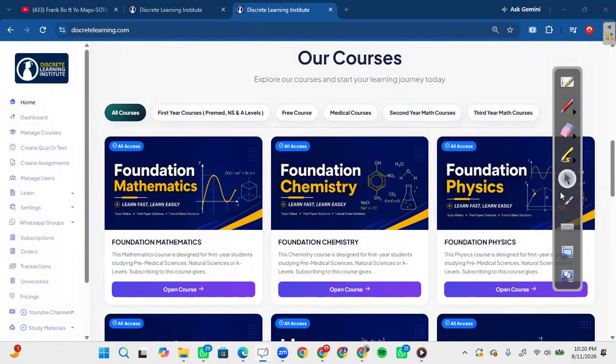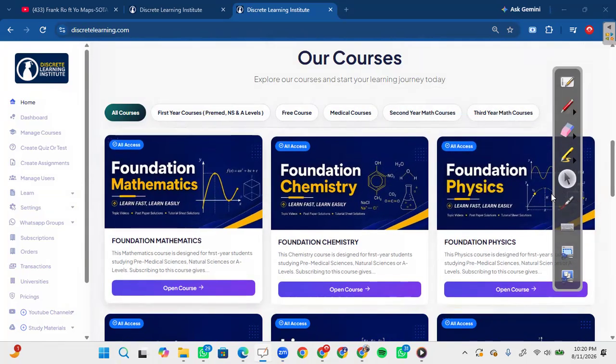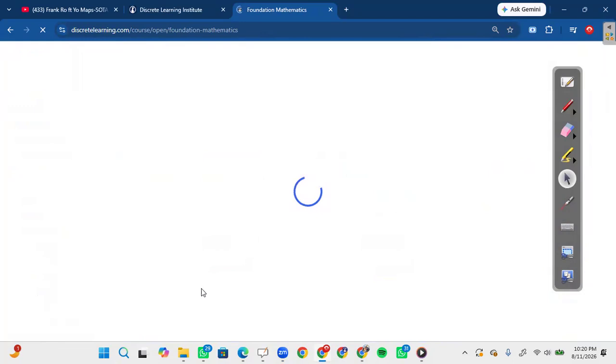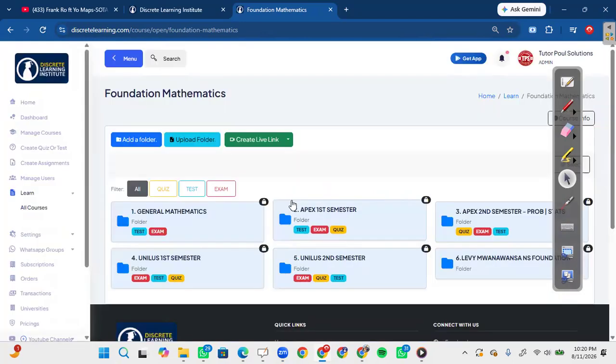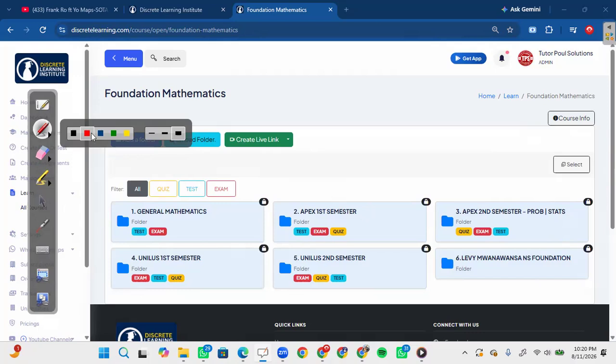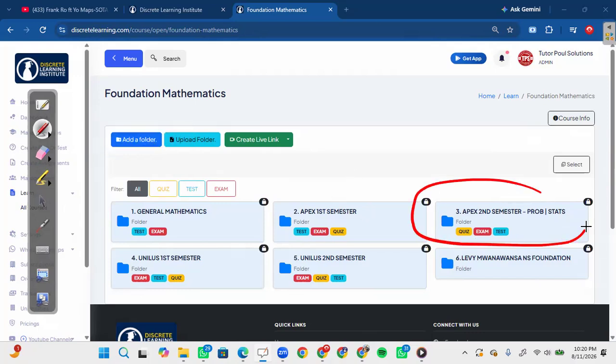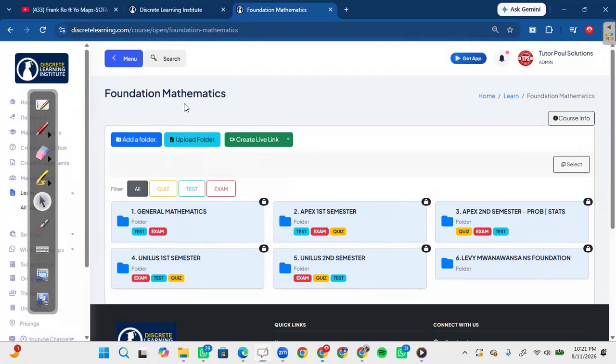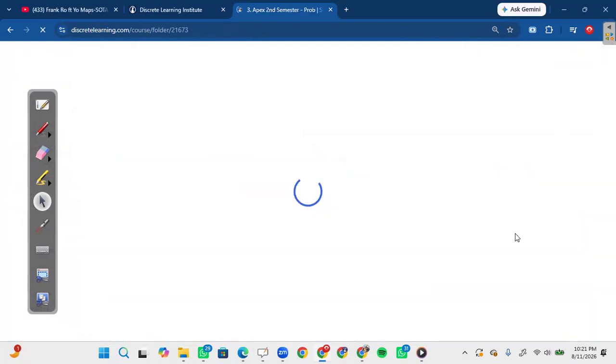So let's say you are a first year student doing second semester at Apex. Just click here, open course. Once you open this course, you're going to find a folder dedicated to your university. You can see this folder here, Apex second semester, probability and statistics. So you need to subscribe for Foundation Math, and then inside the Foundation Math course, you're going to find this folder. You can open it.